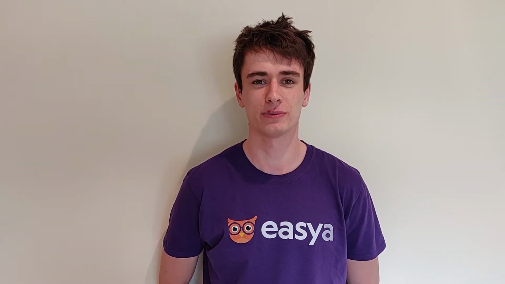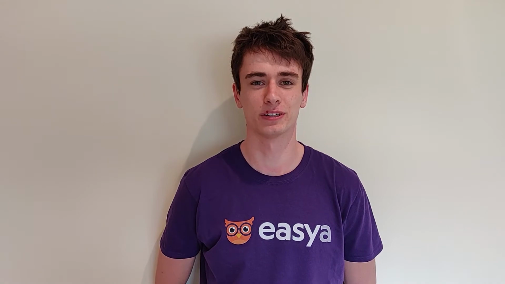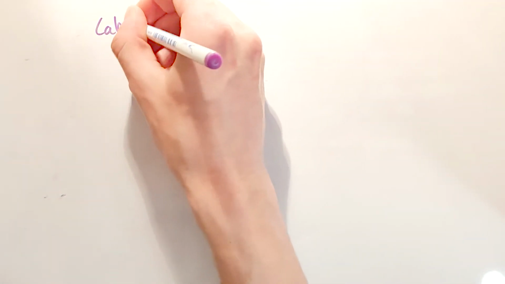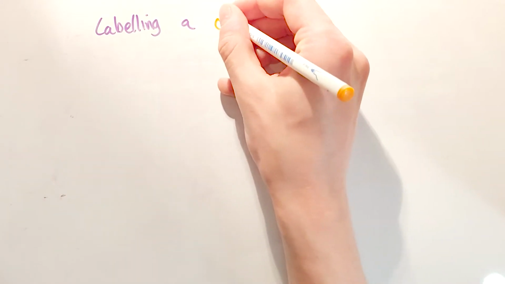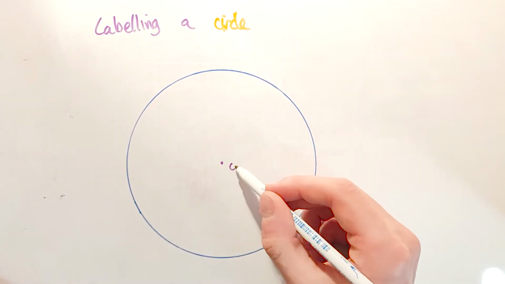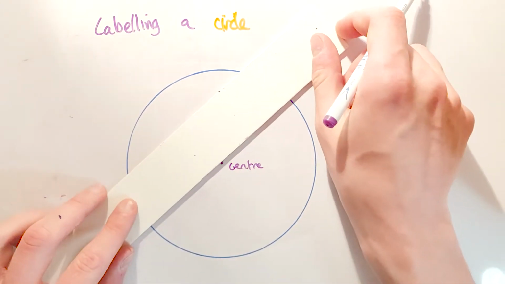This video is going to be on circle basics and circle theorems. So let's get started. Circles are one of the most important shapes in geometry. They have one curved side. Let's label some parts of a circle. First we have the centre, which is self-explanatory.